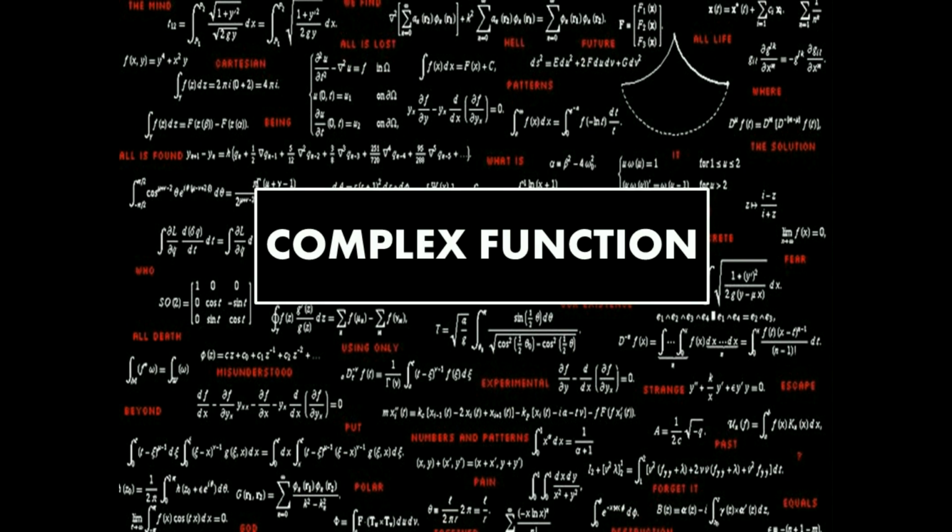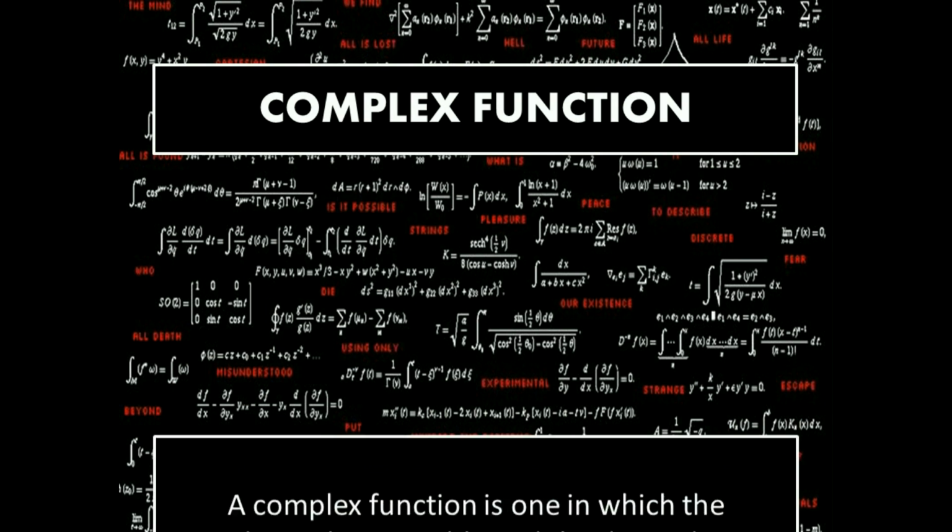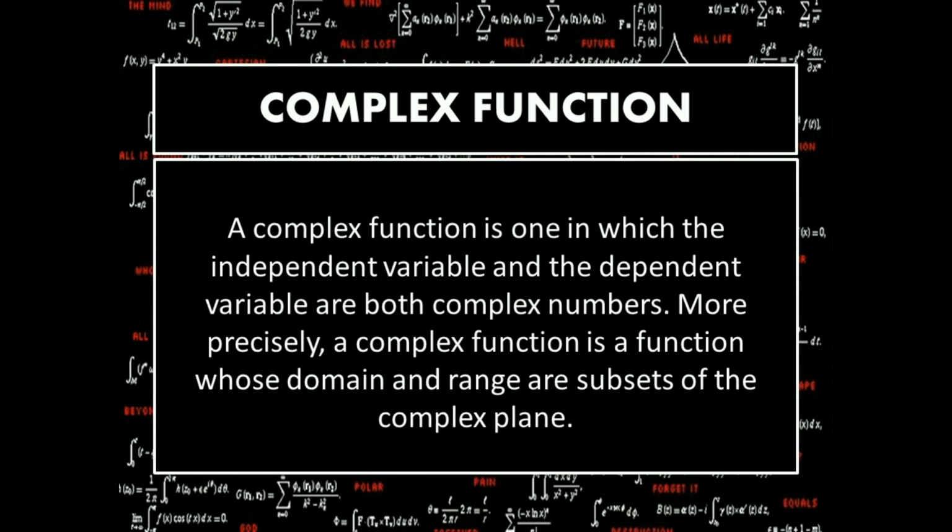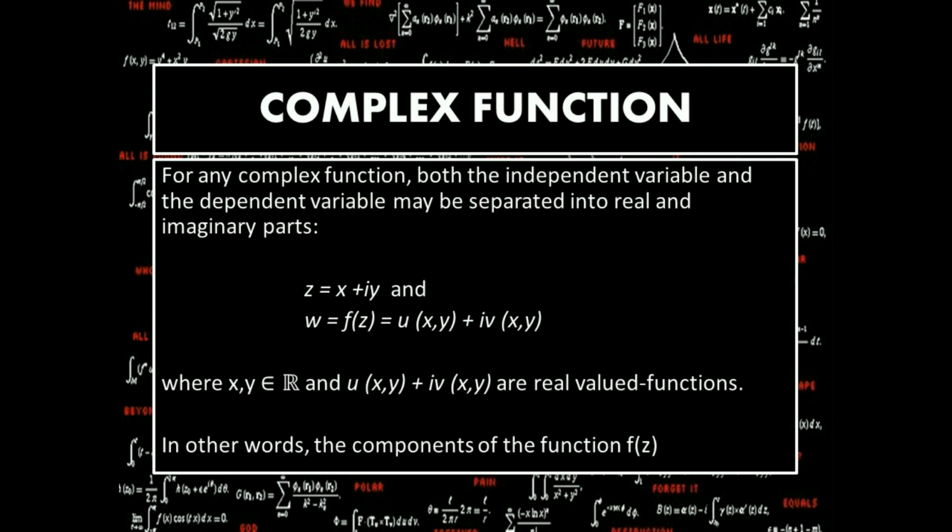Let's proceed to the complex function. A complex function is one in which the independent variable and the dependent variable are both complex numbers. More precisely, a complex function is a function whose domain and range are subsets of the complex plane. For any complex function, both the independent variable and the dependent variable may be separated into real and imaginary parts, where z = x + iy and w = f(z). In other words, the components of the function are functions of z.